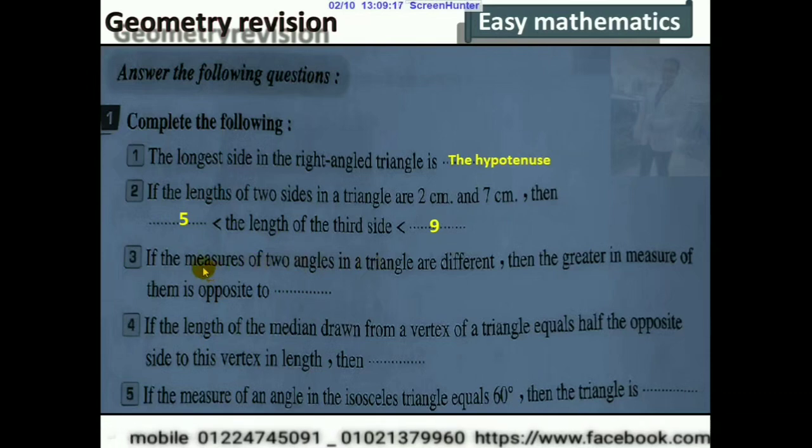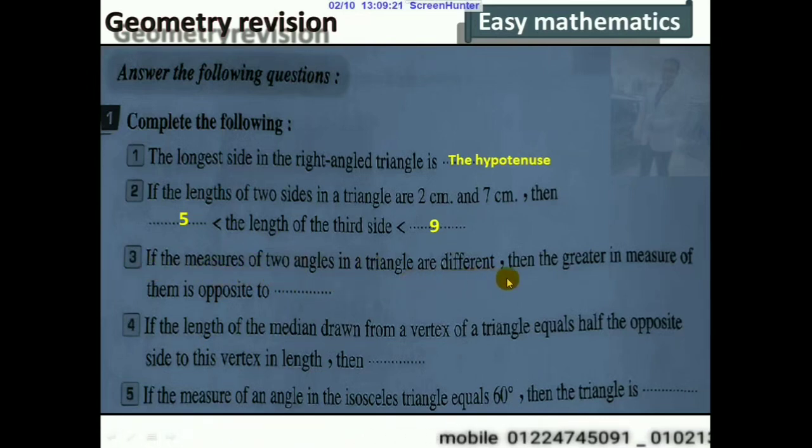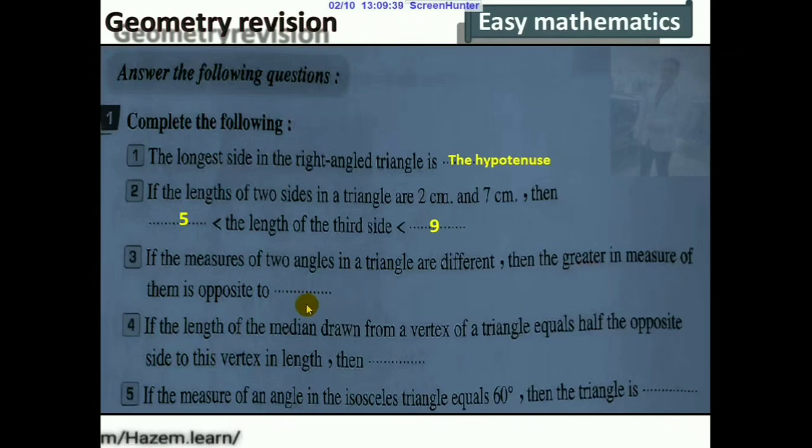Number 3, if the measures of two angles in a triangle are different, then the greater in measure of them is opposite to what? We all know when we have two angles that are different in measure, the smallest angle is opposite to the smallest side, and the greatest angle is opposite to the greatest side. Now he asked me about the greater in measure, so the suitable answer here will be the greatest side.